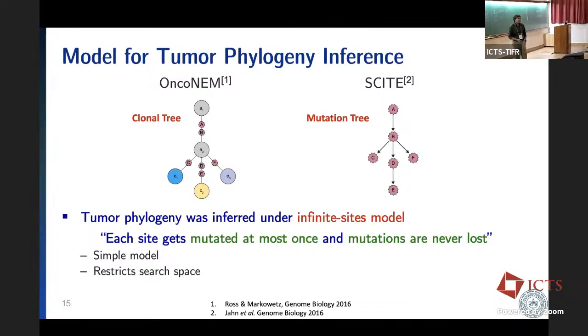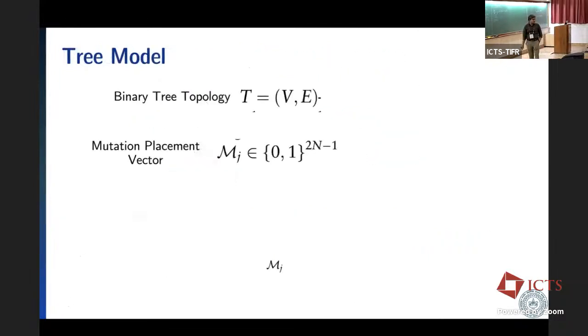Again, the infinite sites model has been utilized in species phylogeny also, but this is a very simple model. So it can restrict our search space, and it was being applied in tumor phylogeny inference by other methods. So we wanted to start somewhere simple. So this is something that we adopted.